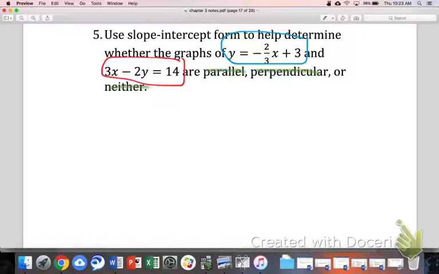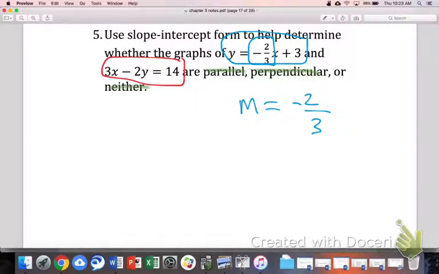What is the slope of my blue line? Do you guys see it right here? 3. No. 2/3. Remember, the slope is the coefficient on the x. So the slope is negative 2/3. Can we easily tell what the slope of the red line is? No. Not really. We need to put it into slope-intercept form, don't we? It's not there yet. How do we know that it's in slope-intercept form or not? Because it needs y. Yeah, it needs to be solved for y.